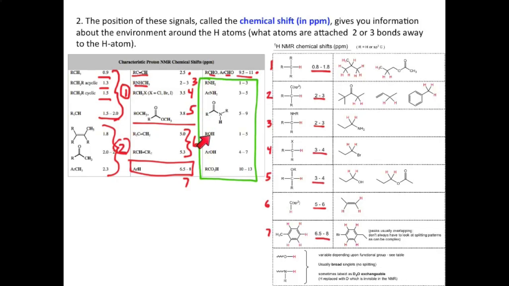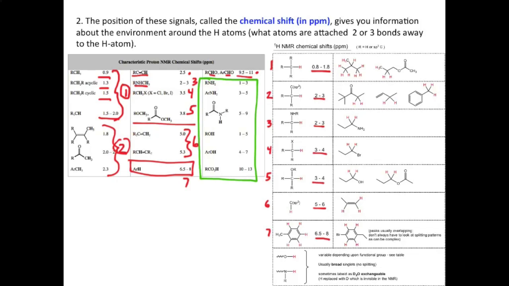H to O of an alcohol, H to O of a phenol, H of a carboxylic acid. These have very specific ranges, and this is a good example where you want to use that table. Amines will come from 1 to 3. Aromatic amines 3 to 5. Amides 5 to 9. Alcohols 1 to 5. Phenols 4 to 7, carboxylic acids 10 to 13. So here's an example where the tables are very effective.